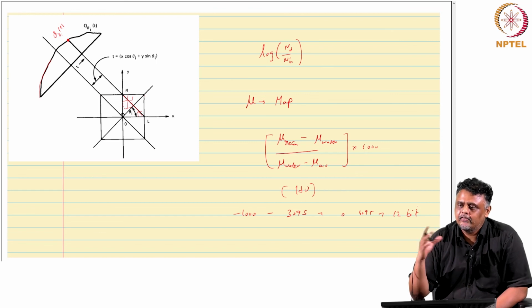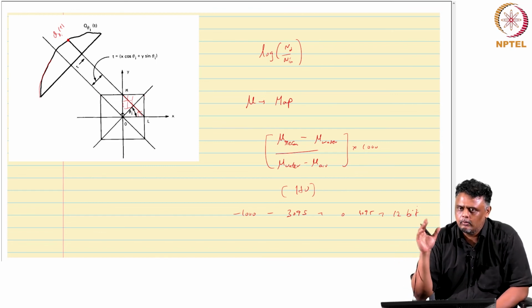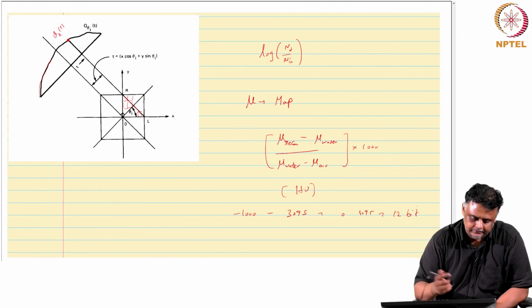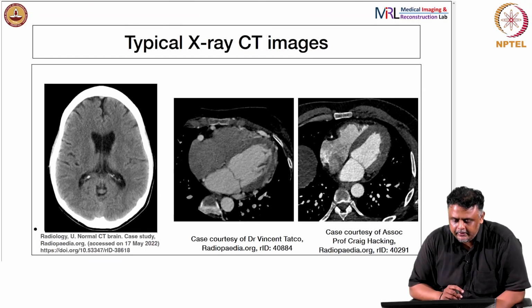Typically bone gets a very high number, more than 2000 or so. So, you can always reliably say that anything in that region is a very high density or high Z material. Okay, these are some of the typical X-ray CT images.